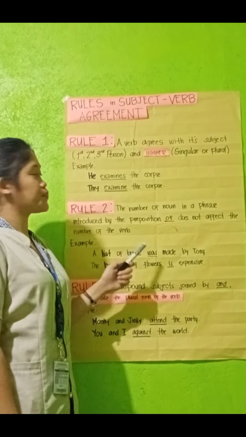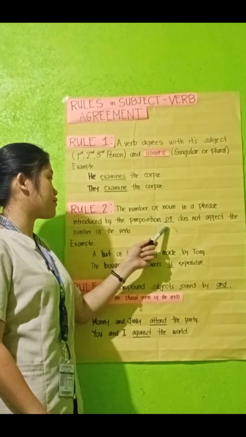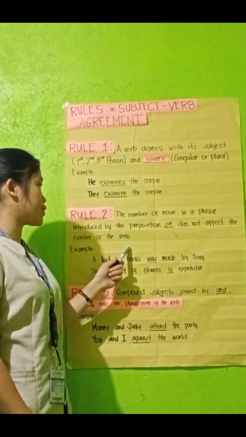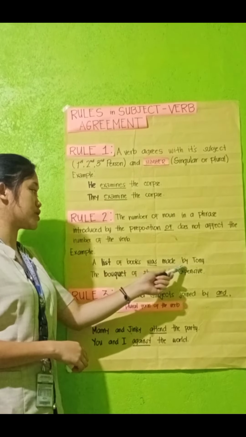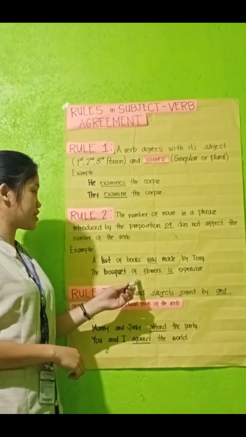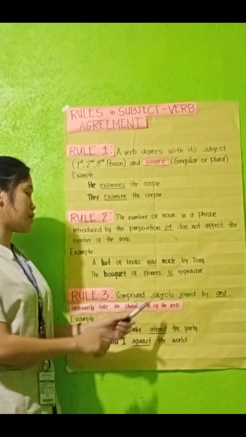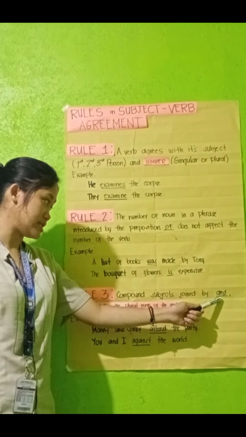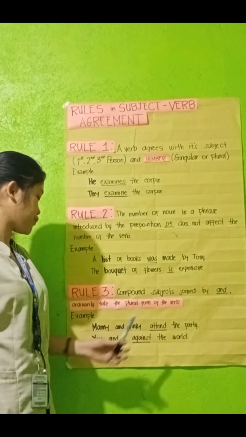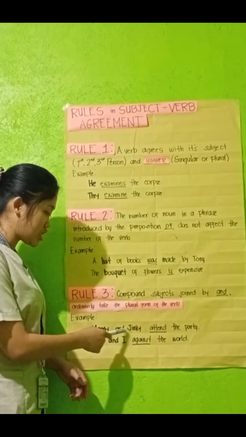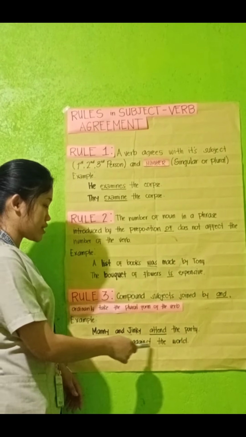Rule number 2. The number of the noun in a phrase introduced by the preposition of does not affect the number of the verb. For example, a list of books was made by Tony. The bouquet of flowers is expensive. Rule number 3. Compound subjects joined by the word and ordinarily take the plural form of the verb. For example, Manny and Jinky attend the party, and you and I against the world.